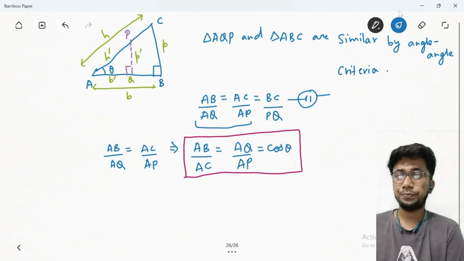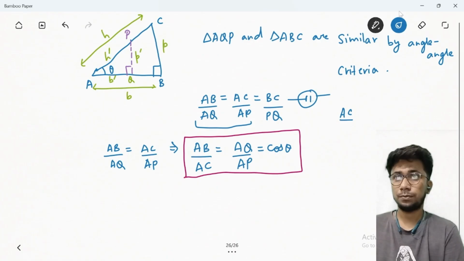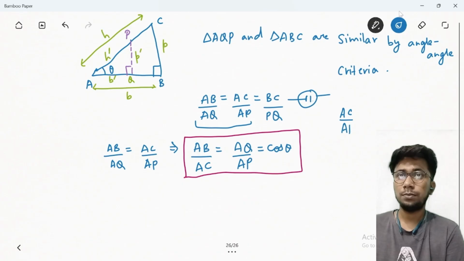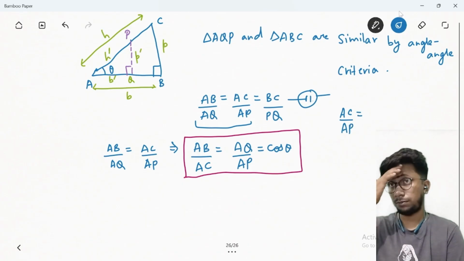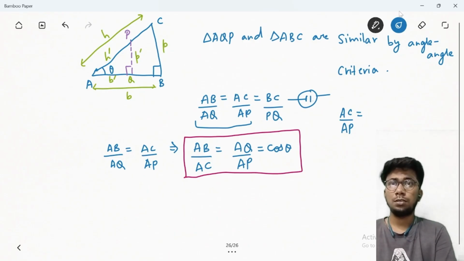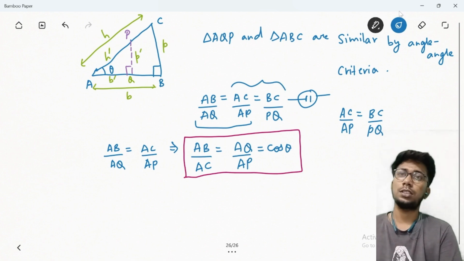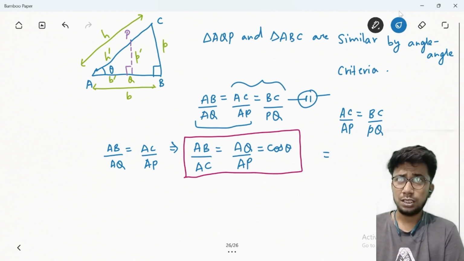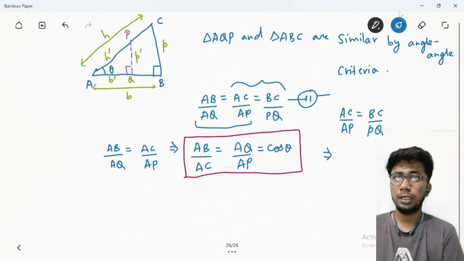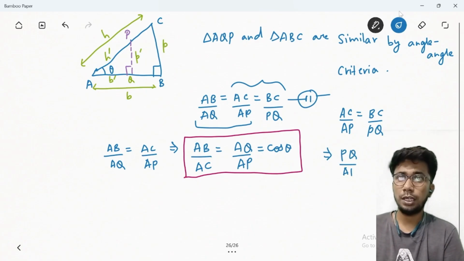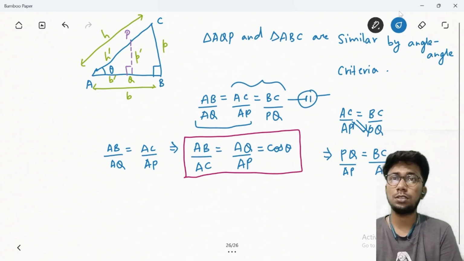Let's consider AC upon AP equals BC upon PQ. यहाँ मैंने इन दो टर्म्स को कंसिडर करा है. Now we can just rearrange them. That is PQ upon AP can be written as BC upon AC. मैं इसे यहाँ लेकर गया. This AC and this PQ इसको मैं ऊपर लेकर गया.